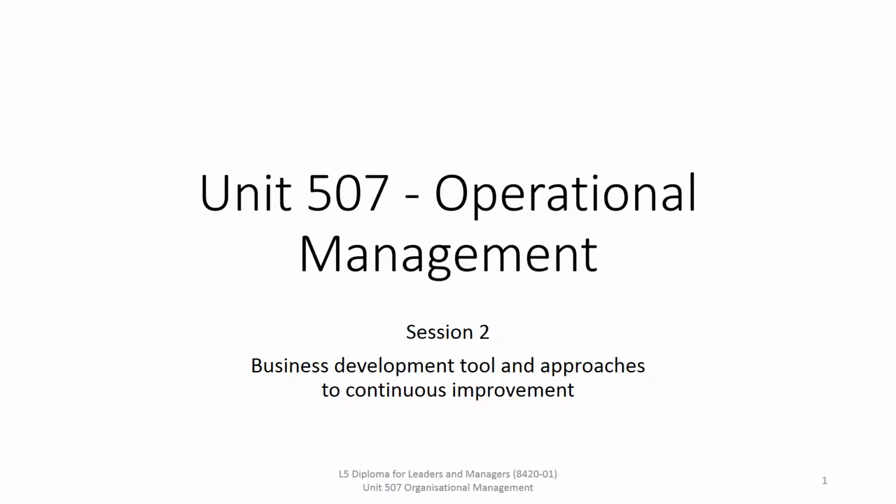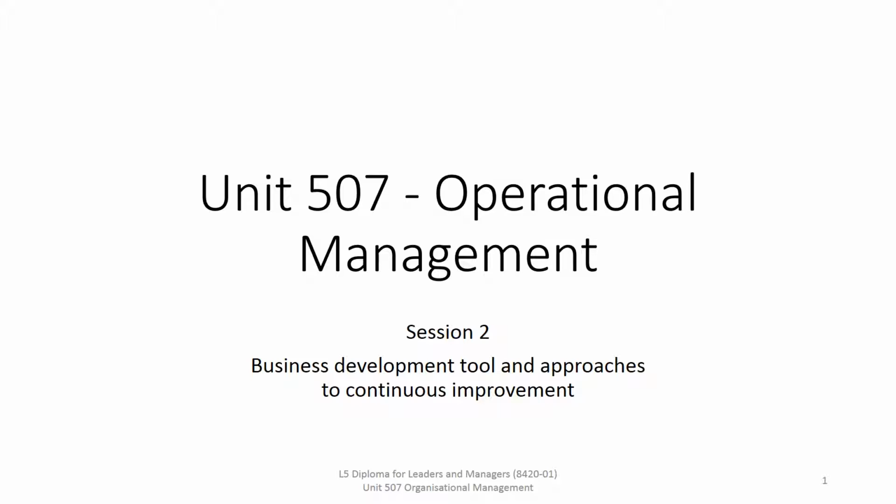Welcome to this second session in Unit 507, Operational Management, where we're going to look at business development tools and approaches to continuous improvement. Developing the business and ensuring that we are continuously improving is something that all operation managers should be taking responsibility for doing. Think back to the responsibilities we talked about in operational management in session 1 of monitoring and feedback, and the activity we did, which talks about improving the systems and taking responsibility for us.